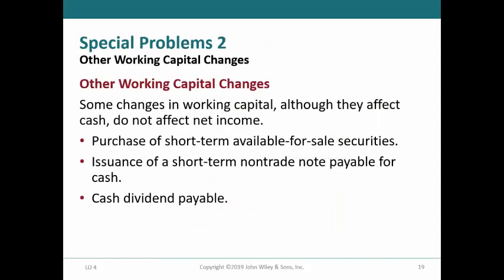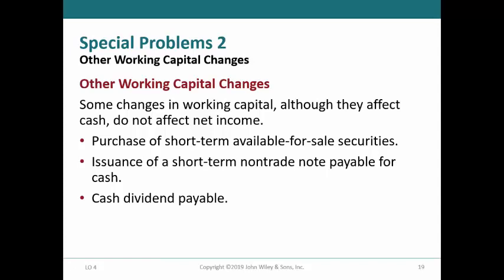It is important to remember that not all changes in working capital go through net income. Therefore, when we are analyzing the current asset and liability accounts, we need to make sure that we don't exclude these. Some examples of these are purchases of short-term available for sale securities, issuance of short-term non-trade notes payable for cash, and the payment of cash dividends.